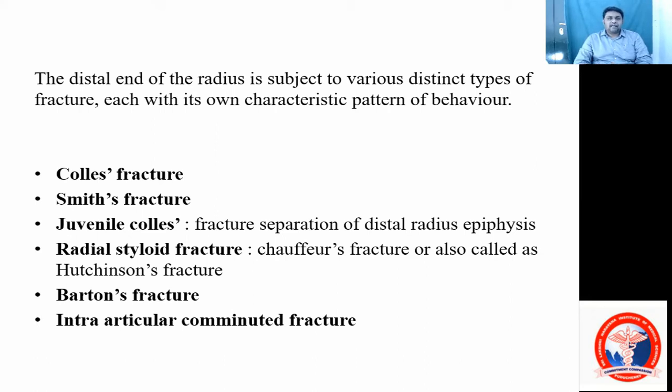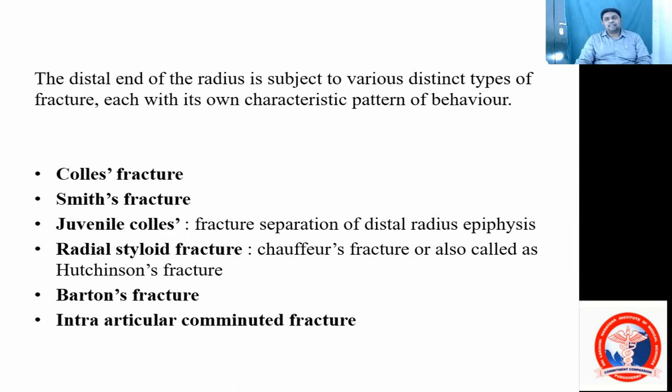So in the distal end radius fracture, different types of fractures can occur in the distal radius. For example, Colles fracture, Smith's fracture, juvenile Colles fracture, radial styloid fracture, Barton's fracture, intra-articular comminuted fractures. These various types of fractures can occur in the distal end radius, and each has a different pattern of trauma, different fracture lines and age groups.